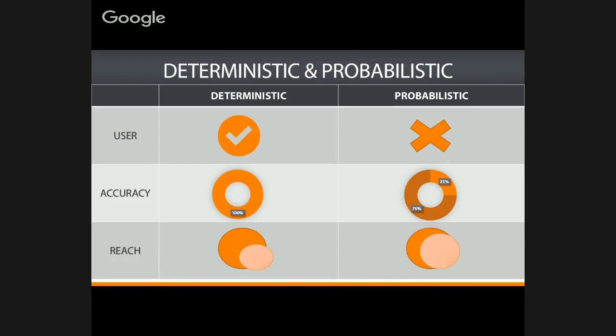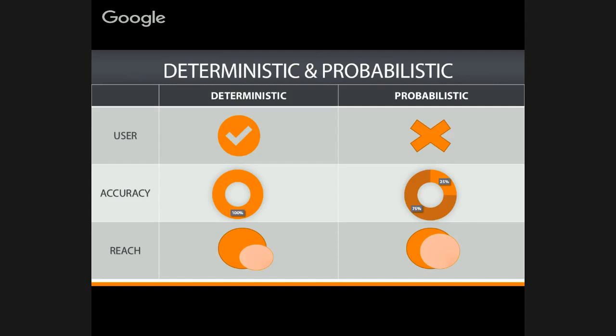These are the key things that we thought about. The need to use user data was a key consideration. Deterministic does use user data in some way. Probabilistic doesn't. Accuracy was a key thing for us.